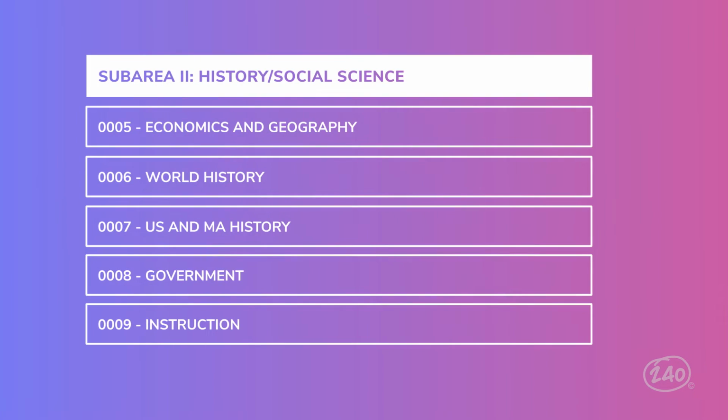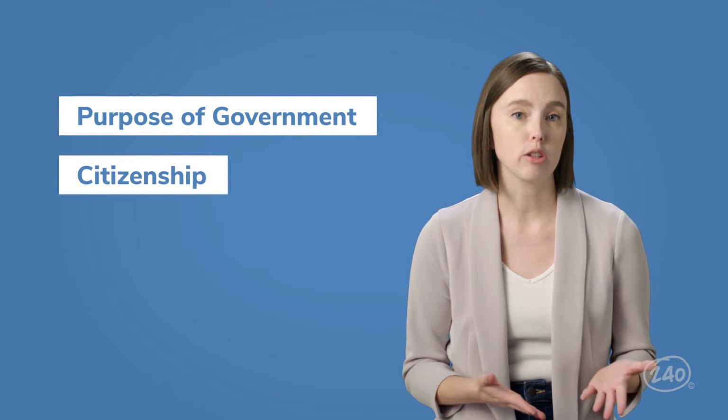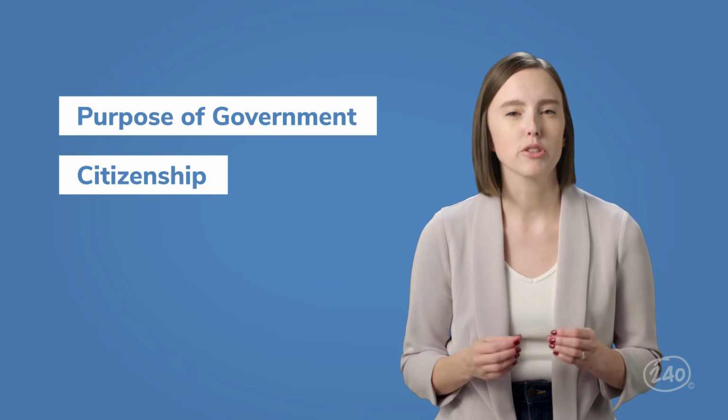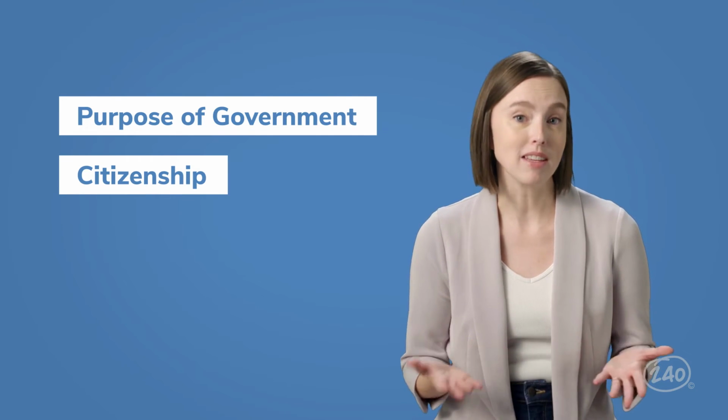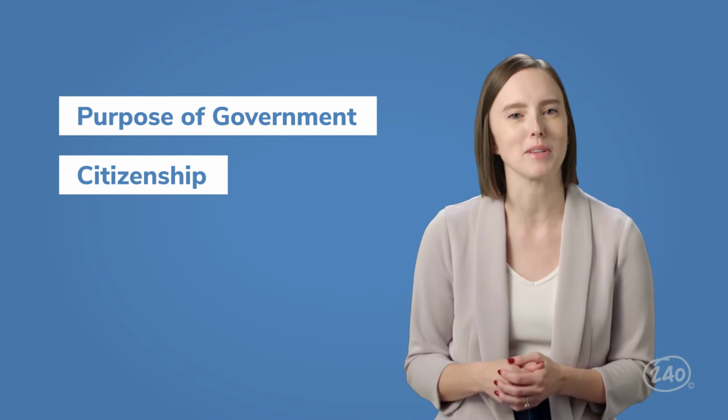Okay, moving on to the next competency. Competency 8 focuses on the structure and functions, principles, and development of the U.S. government. In this competency, you can expect to see questions about the purpose of government within a society, U.S. civic values, concepts, and rights, preserving the common good, the basics of representative democracy and due process, basic U.S. government stuff.